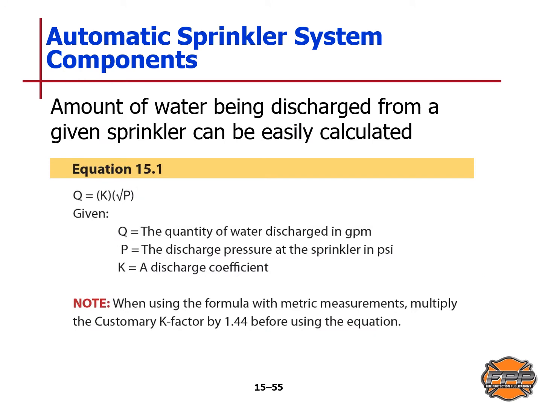This slide shows the amount of water being discharged from a given sprinkler, and it can be easily calculated. Equation 15.1 is in your book. Q equals K times the square root of P, where Q is the quantity of water discharged in gallons per minute, P is the discharge pressure at the sprinkler in PSI, and K is the discharge coefficient. Note, when using the formula with metric measurements, multiply the customary K factor by 1.44 before using the equation.